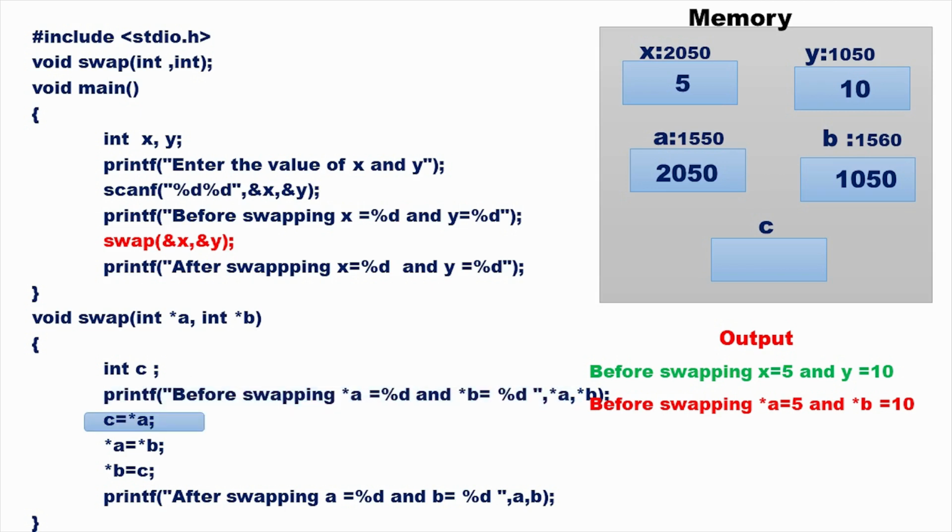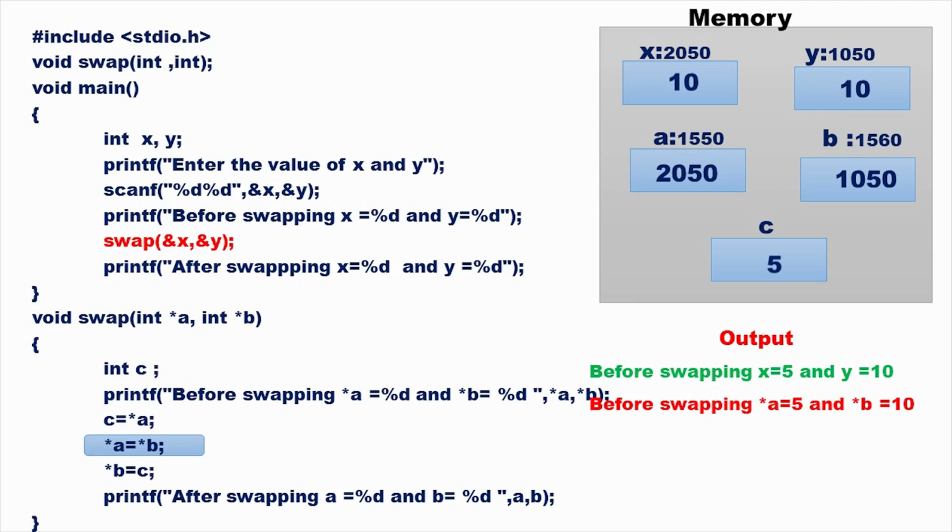c equal to *a. The content of the memory location pointed by a is copied to c. That is, the content of 2050 is copied to c. *a equal to *b. The content of the location pointed by b is copied to the location pointed by a. That is, the content of 1050 is copied to 2050.